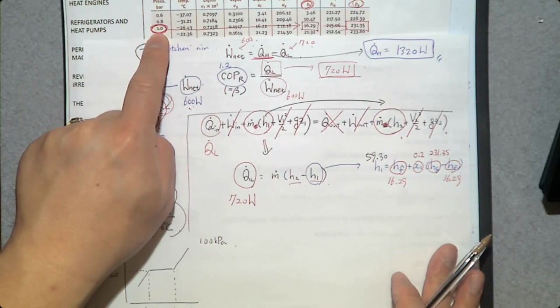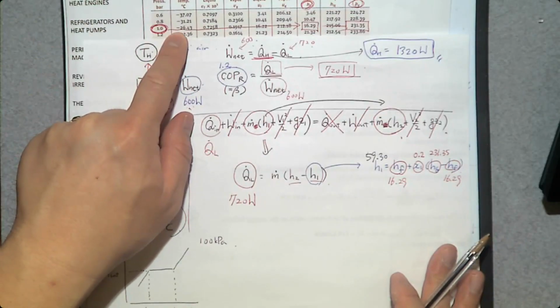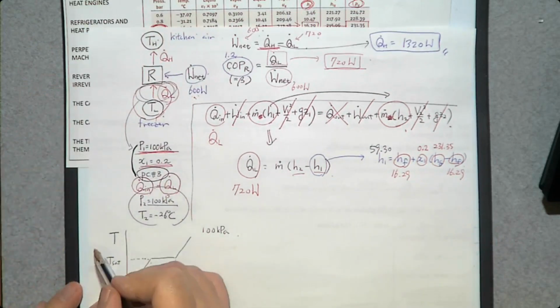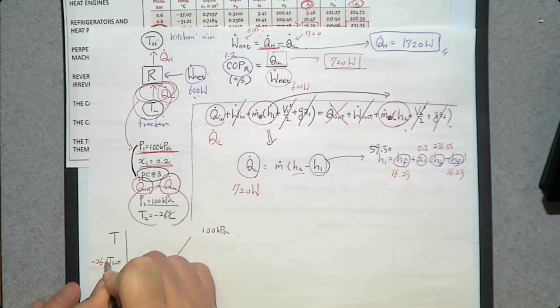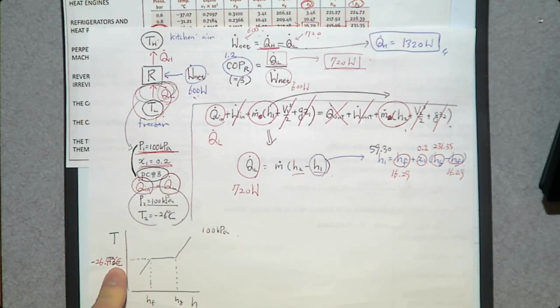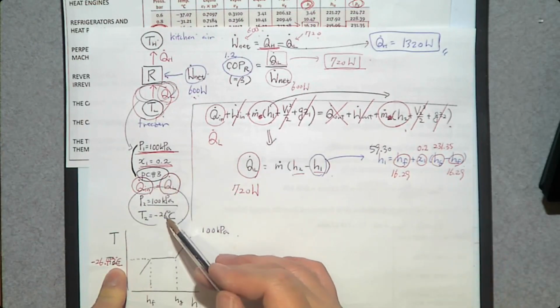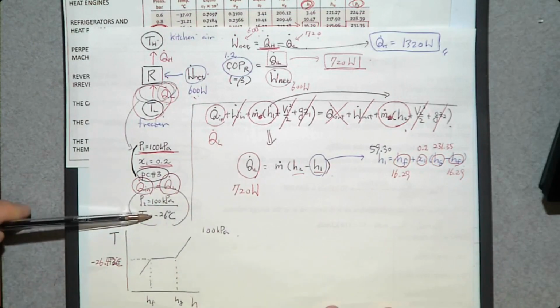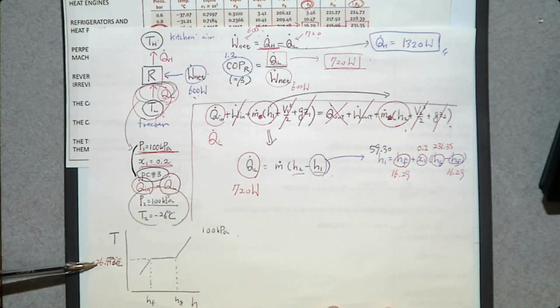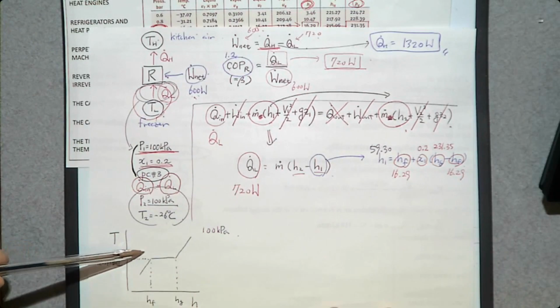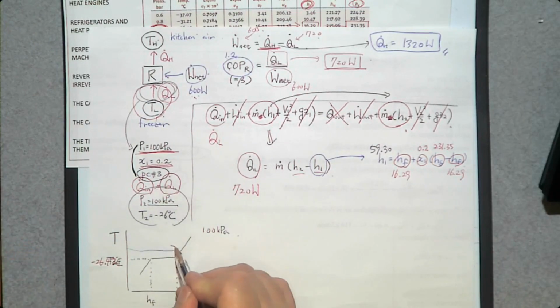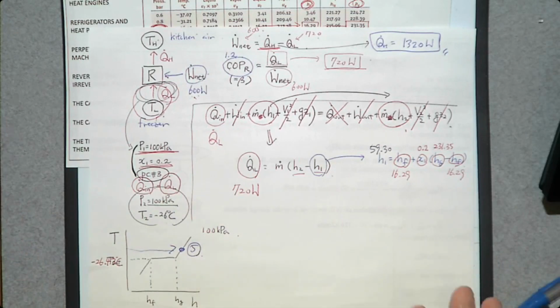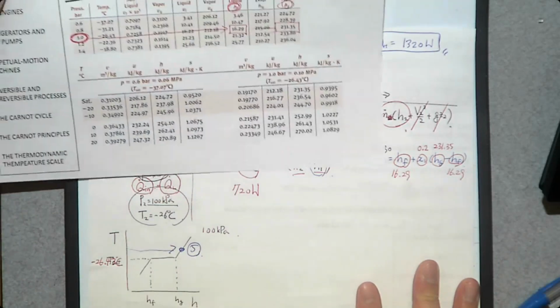Tsat at 100 kilopascal is minus 26.43 degrees Celsius. So what is the temperature? Minus 26. Minus 26 is greater than minus 26.43, so slightly above. So what is the phase change process? Number 5, superheated vapor. And once you know it is superheated vapor, you can go to the superheated vapor table.